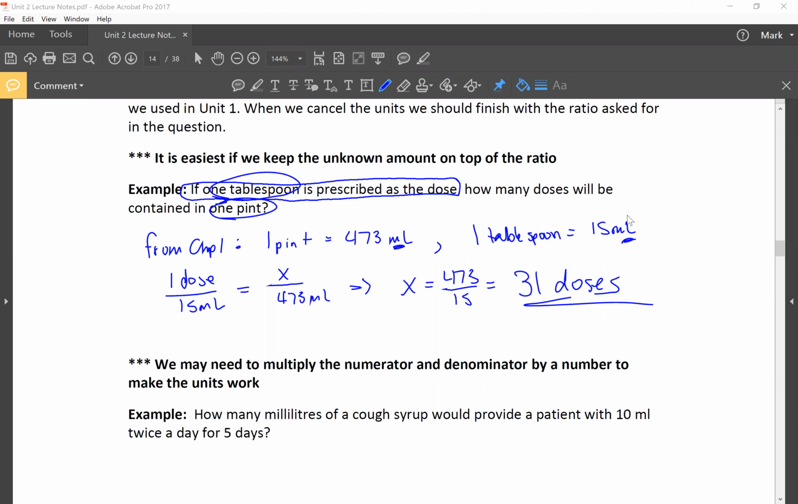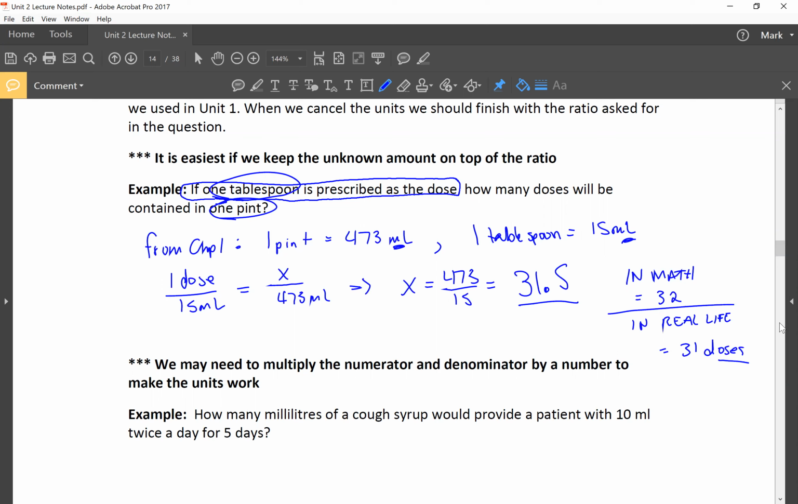Or 31.5. Okay, so speaking of that, let me just go back here. So your calculator might say 31.5. And again, in math, you might be tempted to say 32. In real life, you would say 31 doses.